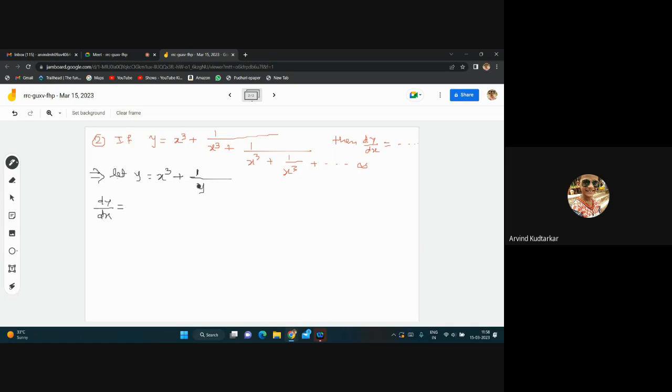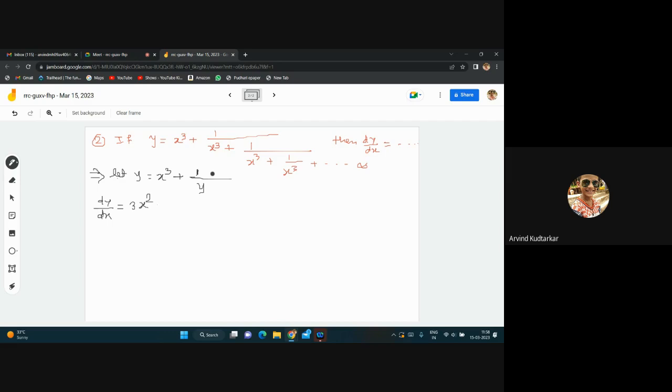So the derivative of a sum is equal to the sum of the derivatives, meaning find the derivative of each term separately. What is the derivative of an index function? x raised to n is n into x raised to n minus 1. So here what will you get? x cube gives 3x square. And the derivative of 1 by y, meaning y raised to minus 1, what is the derivative of y raised to minus 1?